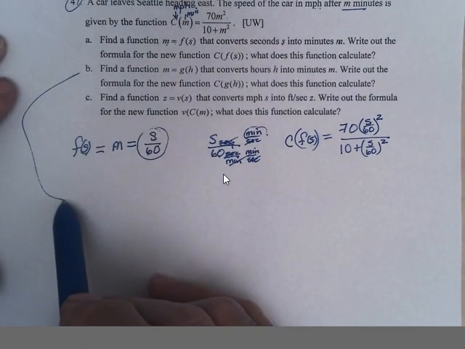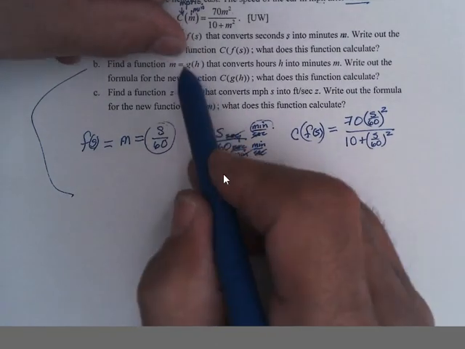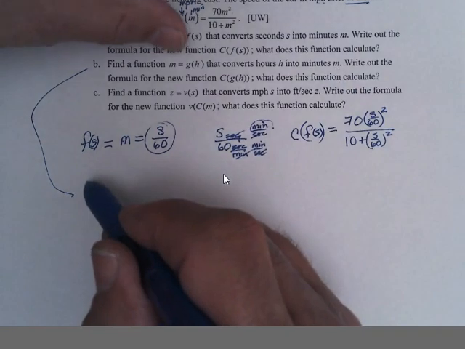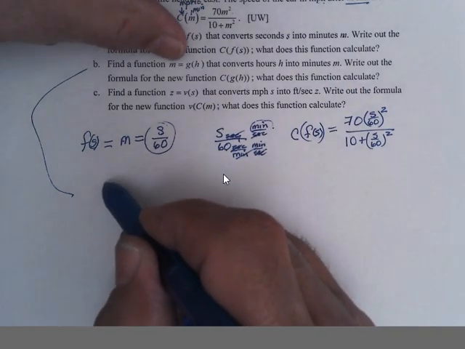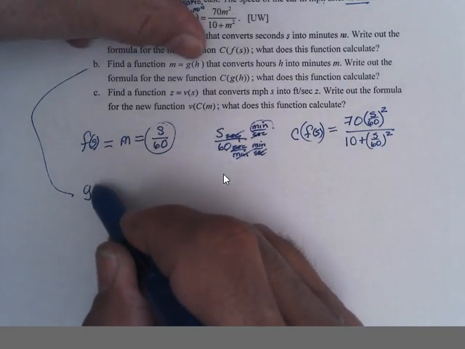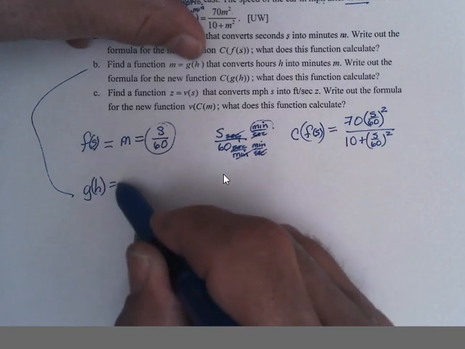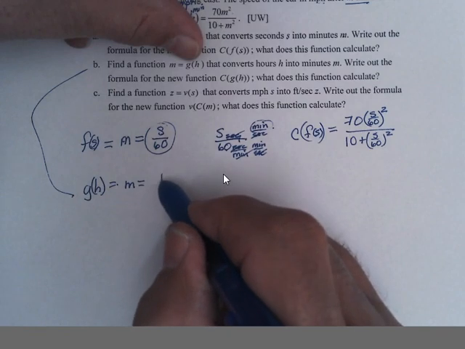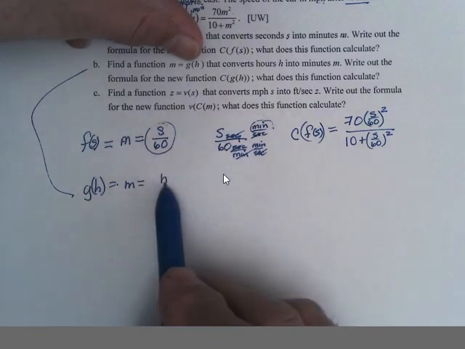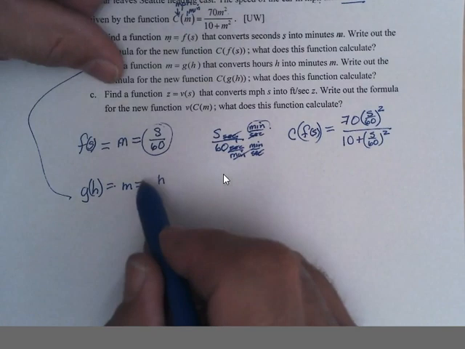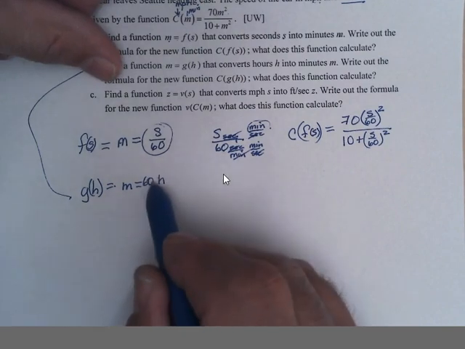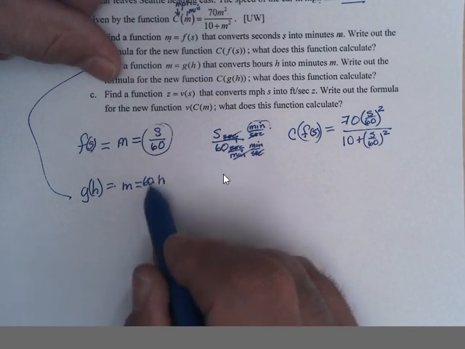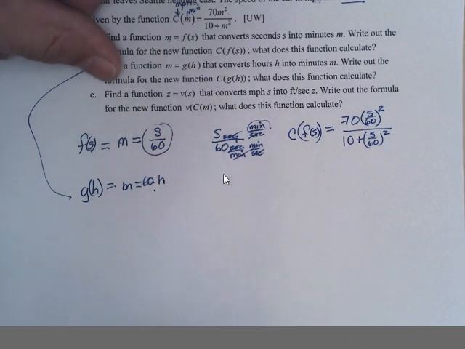All right, B. M, which converts hours to minutes. So, G of H says that we want the minutes if we were given hours. So if we got 1 hour to get the minutes, we multiply by 60. And this would be 60 minutes makes 1 hour times the hours we have, and the units would cancel, and this would give us minutes.